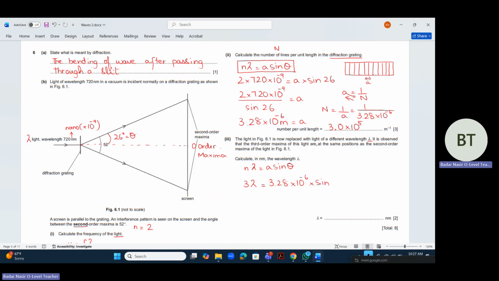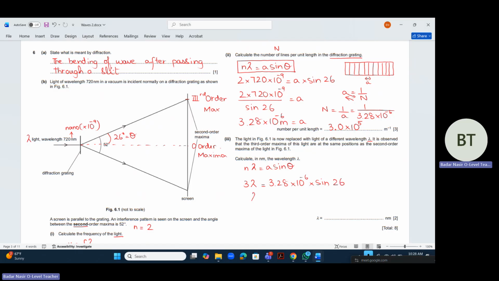अब उसने यहाँ पे एक लिखी हुई है कि third order maxima are at the same position as the second order. Means जब यहाँ पे पहले second order था, now we have a third order maxima at the same position, which means the value of theta will stay the same. So there is no change in angle. क्योंकि third order उसी पोजीशन पे फॉर्म हुआ है जिस पोजीशन पे पहले सेकंड ऑर्डर फॉर्म हो रहा था, तो उसका मतलब है उसका जो एंगल ऑफ डायफ्रैक्शन है उसमें कोई चेंज नहीं है, so that stays as sin 26.